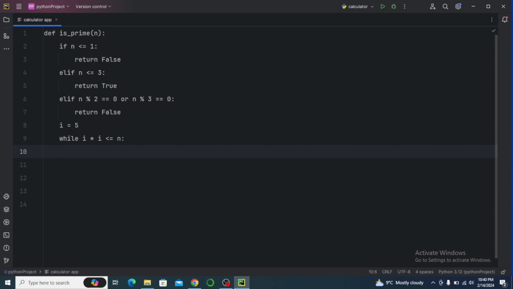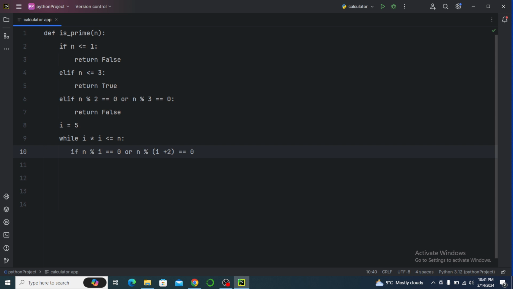So we are saying that if n modulo i equals 0 or n modulo i plus 2 equals 0. So now this statement in particular is within the loop.